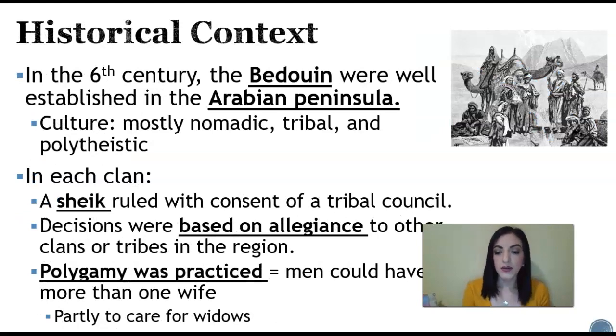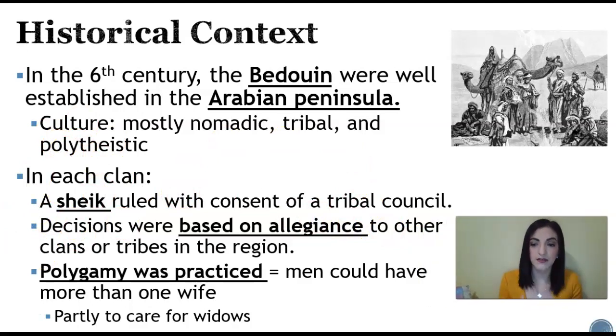So, a little bit of background and context about Islam. In the 6th century, the Bedouin people were well established in the Arabian Peninsula. These are the ancestors of what would be the Muslim people. Their culture was mostly nomadic, they were tribal, they were polytheistic, so they worshipped many different gods. In each of these Bedouin clans, there was a sheikh. He was the leader, he was the ruler, it's another name for king.